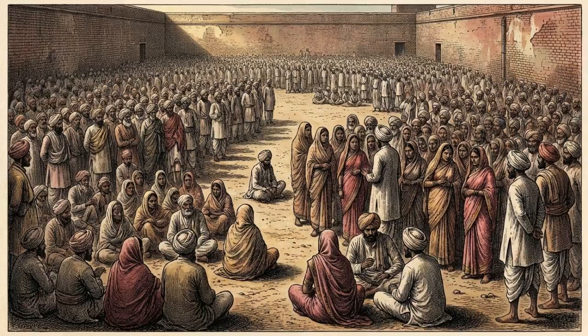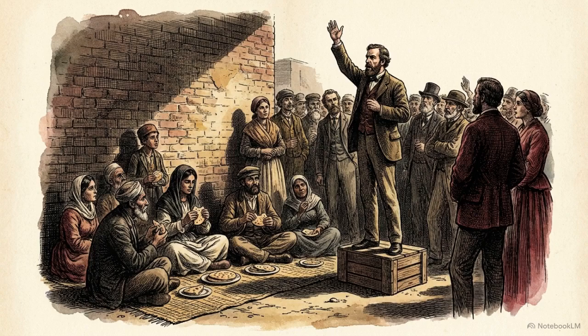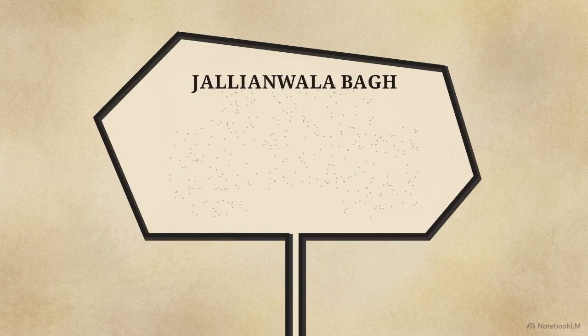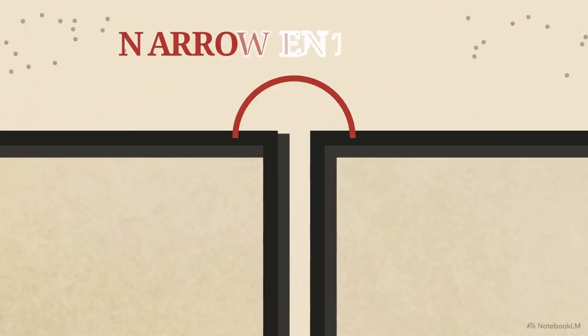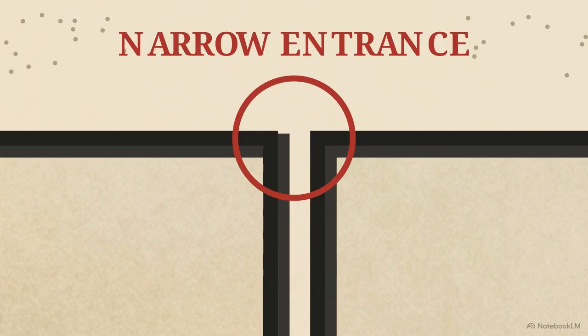By late afternoon on April 13th, 15,000 to 20,000 people had gathered in Jallianwala Bagh. Some were there to listen to political speeches, while others were resting from the festival. Jallianwala Bagh's physical layout was a lethal trap. High brick walls enclosed the compound, leaving just one narrow entrance.